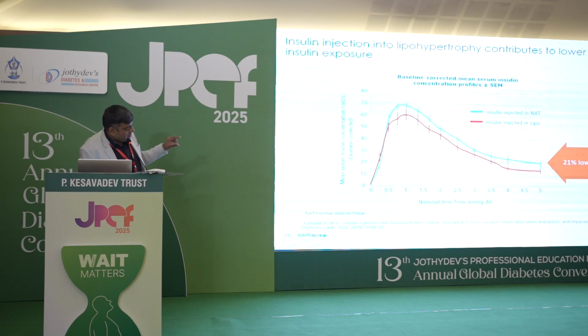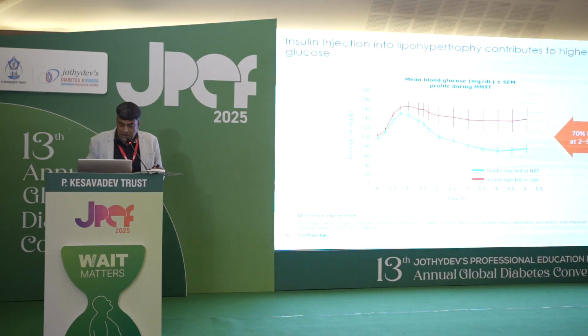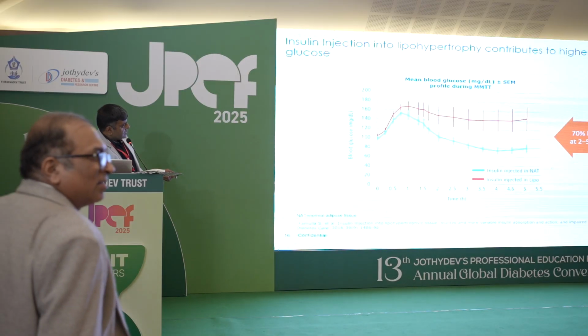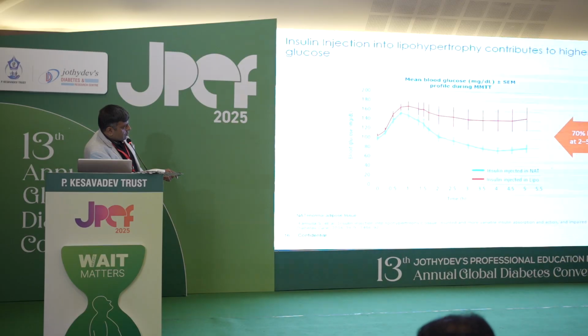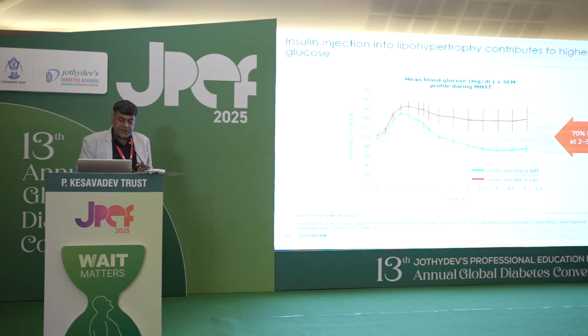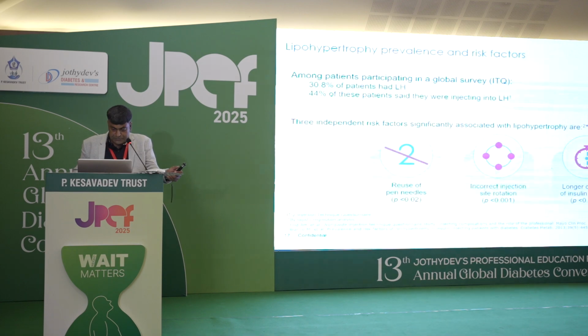So this was there, but the effect of this much 20% lower insulin levels is very significant when you look at the glycemic response. So in the same study, when you look at the glucose levels of the patient and compare the glucose levels after injecting at a lipohypertrophic site and at a normal site, the difference is very high, which is 70% higher if you are injecting at a lipohypertrophic site. So that is why it is important to understand the lipohypertrophy and to prevent that in our patients.